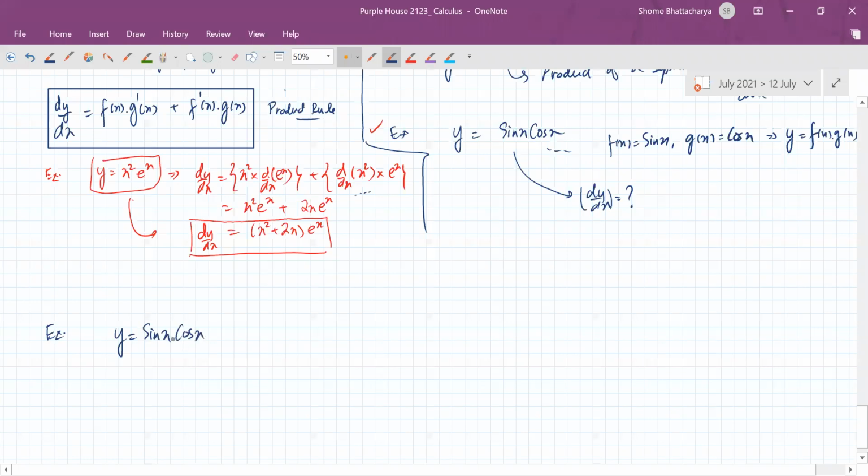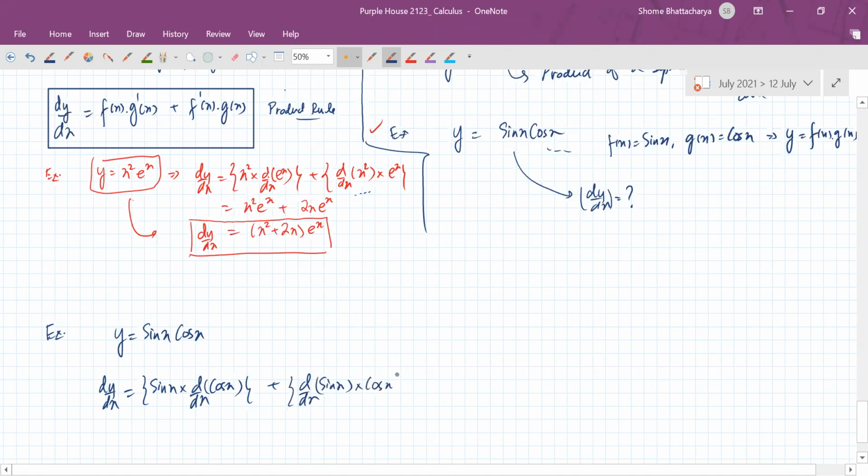So it's the product of two terms, sin x into cos x. So the differentiation of y with respect to x will become the first function multiplied by the differentiation of the second function, plus the differentiation of the first function multiplied by the second function.